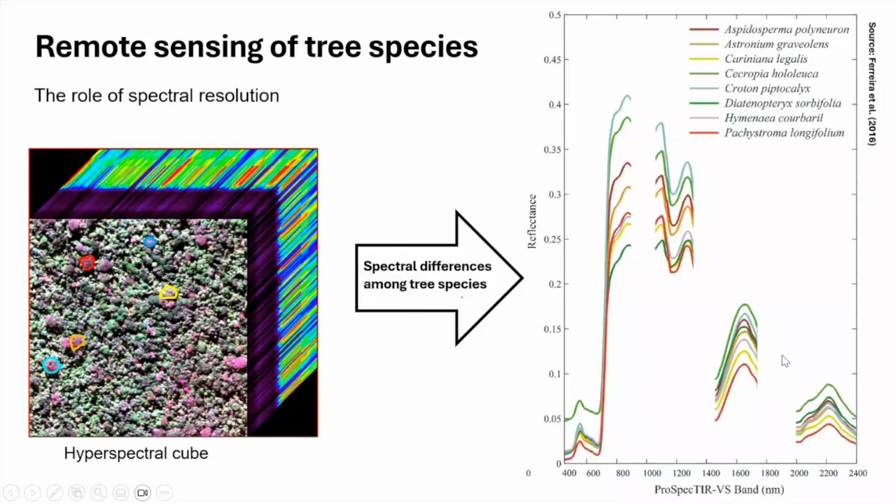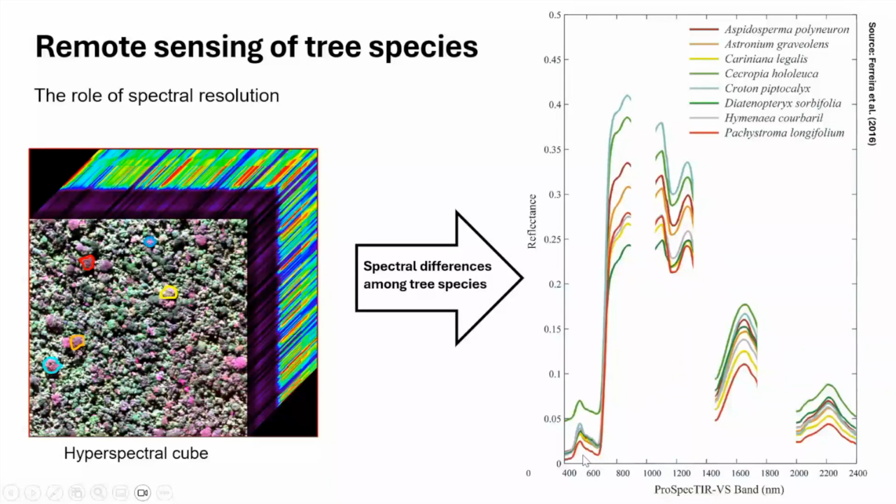This work was one of the first works we performed in tropical forests in Brazil. It's part of my PhD back in 2016, in which we investigated the potential of hyperspectral images to discriminate tree species. Looking into the spectral response of the tree species, we can see that the species have different spectral responses here. This is because the structural and chemical traits of the species vary along the electromagnetic spectrum.